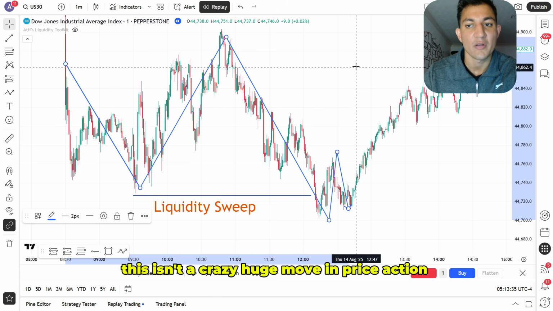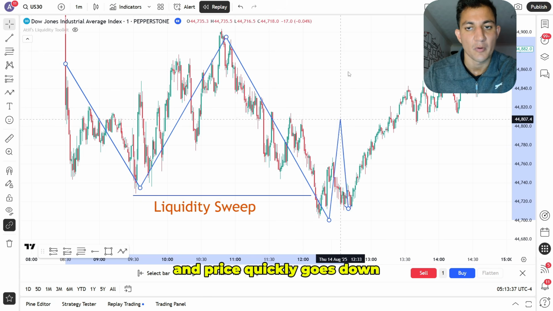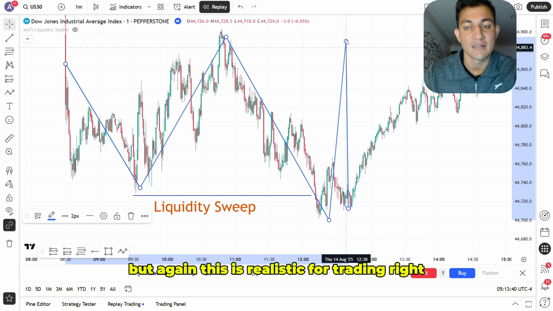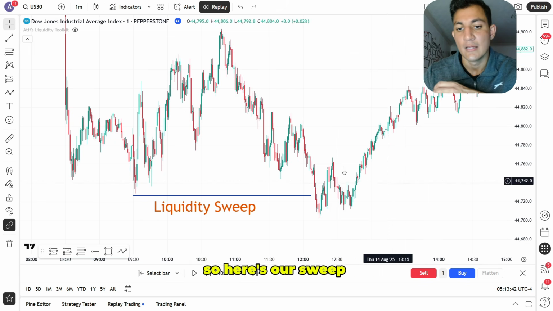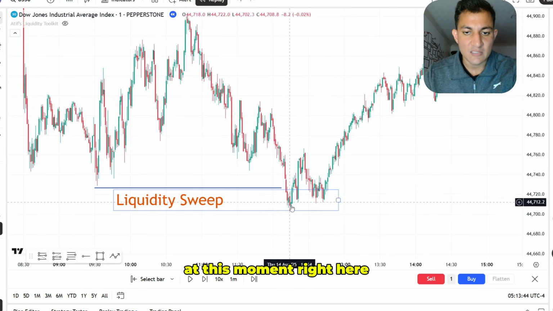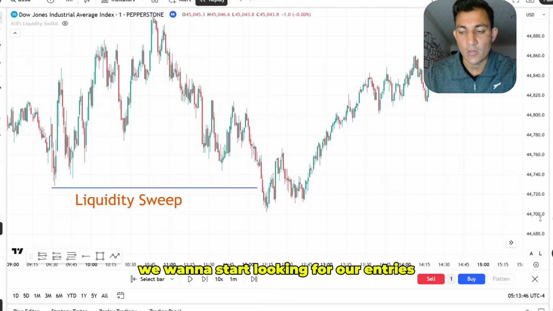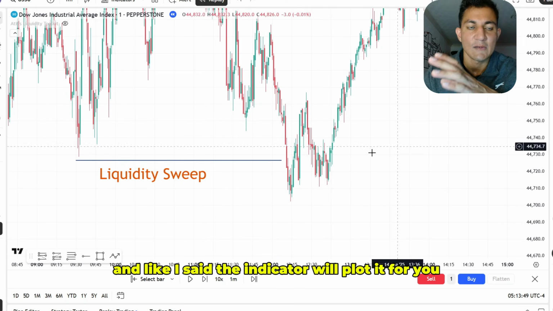Now, obviously, this isn't a crazy, huge move in price action, and price quickly goes down. But again, this is realistic for trading, right? This is what you're going to get. So here's our sweep. At this moment right here, once there's a sweep, we want to start looking for our entries. And like I said, the indicator will plot it for you.